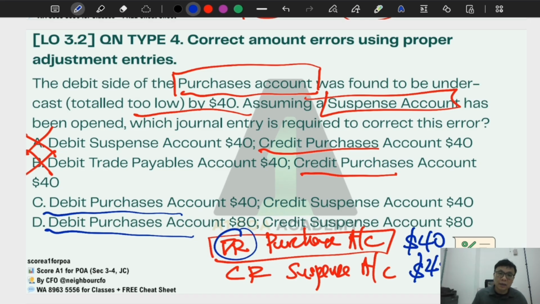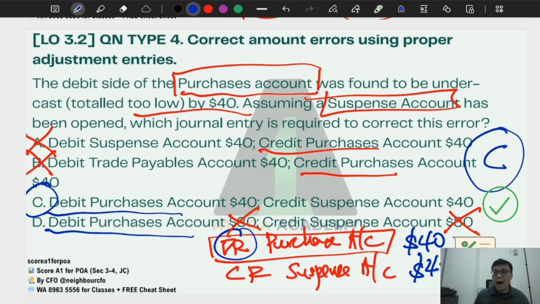And in this instance, it doesn't make sense to debit the purchases account $80, because instead of correcting, we are actually making another wrong entry, right? Because two wrongs don't make a right. Therefore, it is wrong to debit $80 for the purchases, and it's also wrong to credit the suspense account $80. And therefore, the answer will be C. C will be the correct answer.